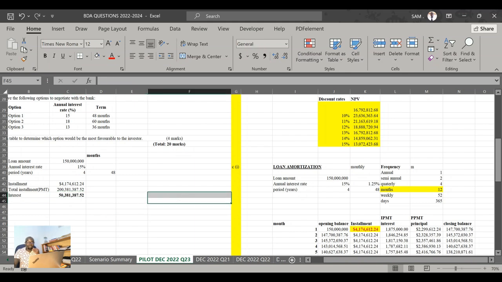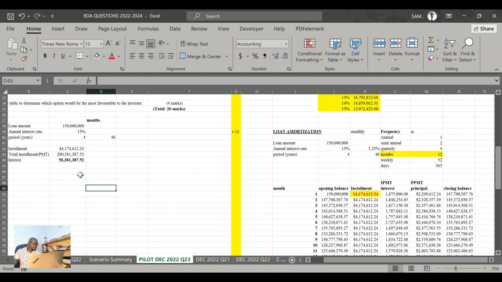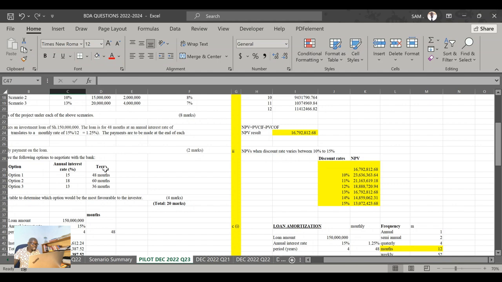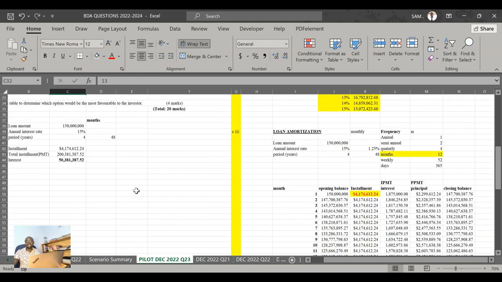Now, how do we use a two-way data table so that we vary the two variables at the same time, and we see the effect it has on the total interest to be paid? Because as an investor, you will choose an option where you pay the least amount. Now, I want us to bring the variables. The variables are the loan term, which varies from 48, 60, and 36, then the interest rate, which varies from 15 to 18 to 13. Those are the variables that are changing.